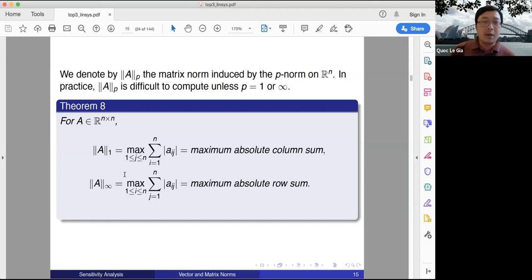So here, the formula just says that when you want to compute the one norm of a matrix, then it just equals the max of the column sums, but in absolute values. So let me show you how it works.